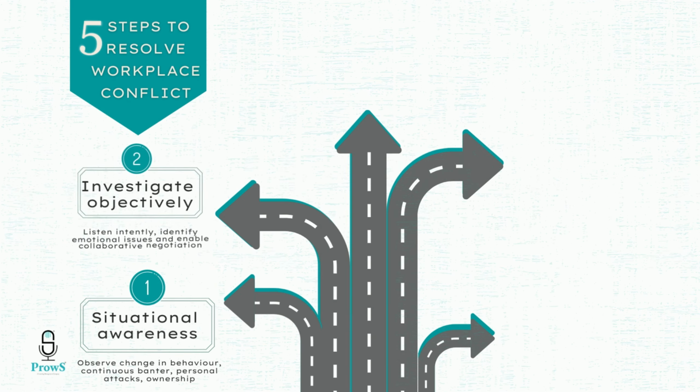The second step is objectively investigating the situation. It's important for you to put yourself outside the situation, take an overall view, and then investigate what went wrong or what went right. Listen intently, identify what are the emotional issues that might be causing the conflict, because these are usually at the heart of any conflict. Whether it's an ego clash or the way a task or feedback was communicated, or any other that might have caused an emotional charge. And finally, enable collaborative negotiations.